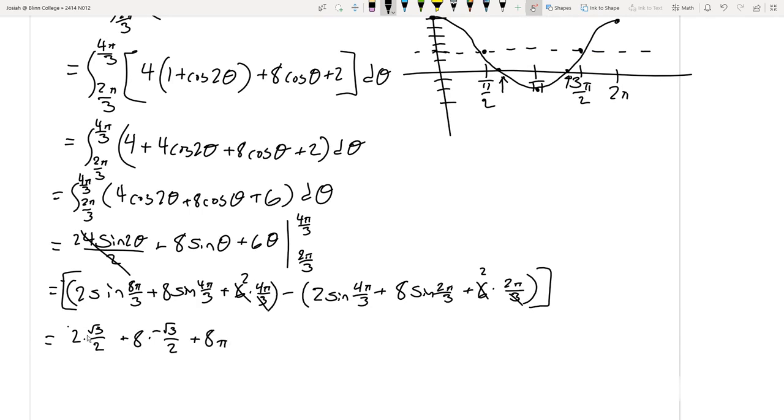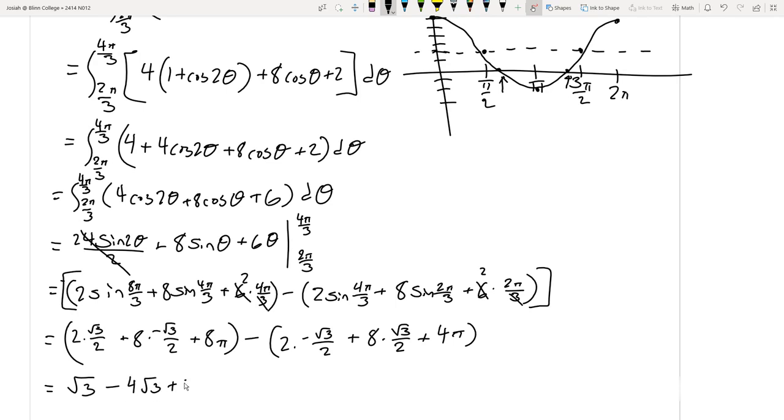plus 8 pi minus, again, 4 pi thirds is negative. So I'll go ahead and indicate that. So we've got 2 times negative root 3 over 2. 2 pi thirds is positive, right? Quadrant 2, so 8 times root 3 over 2 plus 4 pi. So we got root 3 minus, let's see, 4 root 3 plus 8 pi minus negative root 3 plus 4 root 3 plus 4 pi.